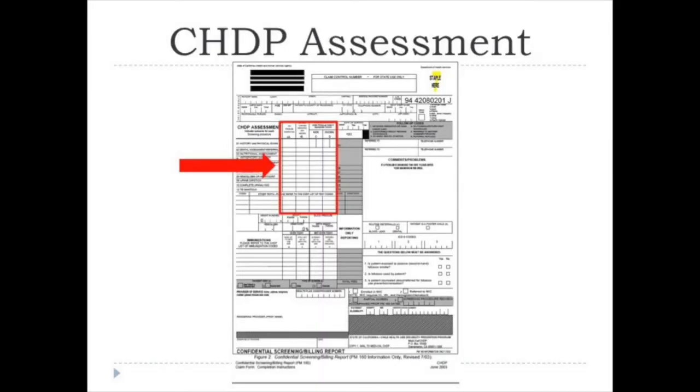Now we will learn about completing the CHDP assessment and how to document these results. Locate columns A, B, C, and D on the PM160. They are located in the middle left of the form.